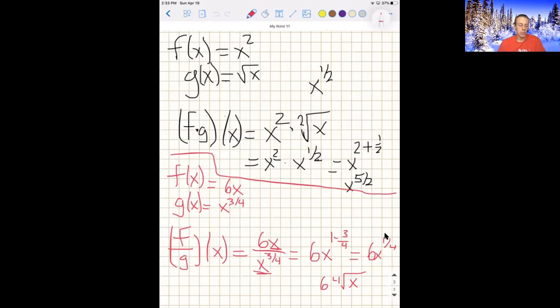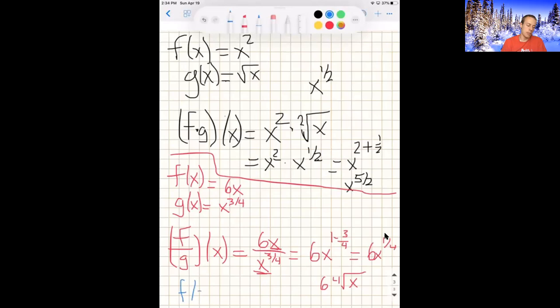And again, just like we did before, another question they might ask you is, what is f divided by g of, in this case, let's say 3? And all you would have to do is plug that 3 in wherever you see an x, okay?